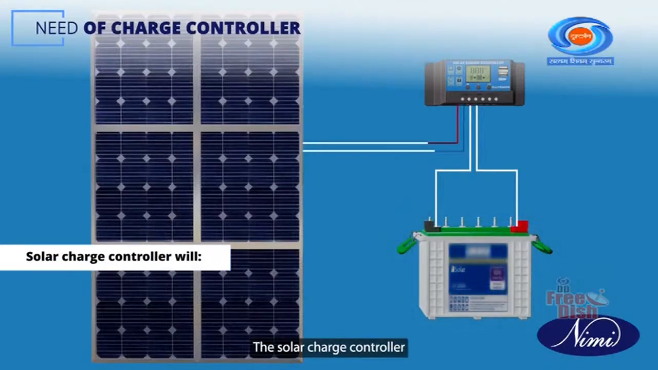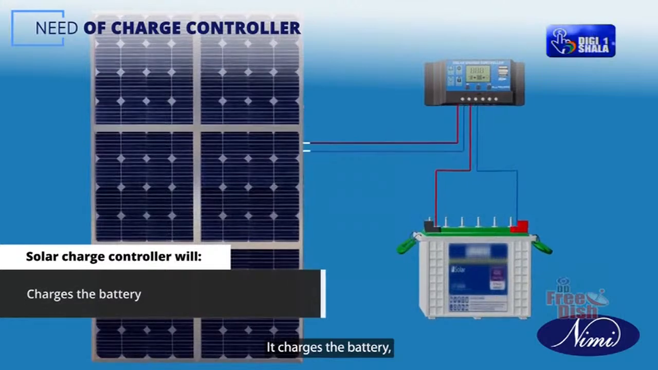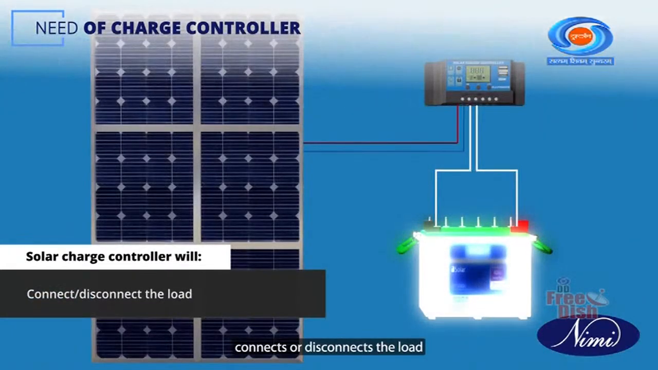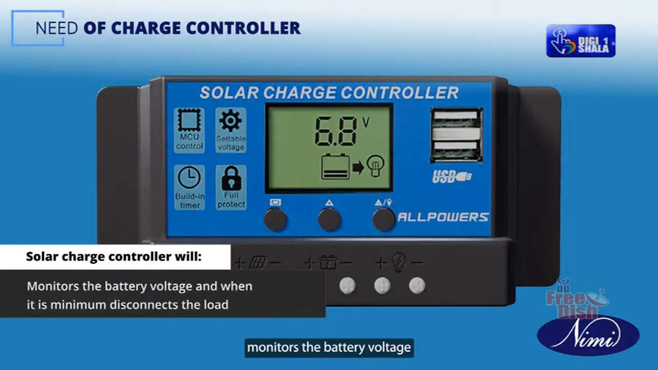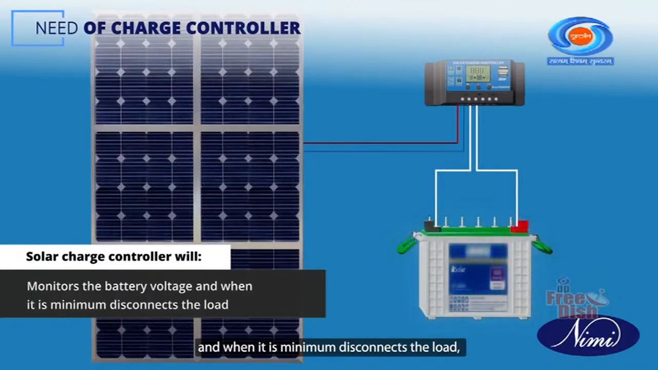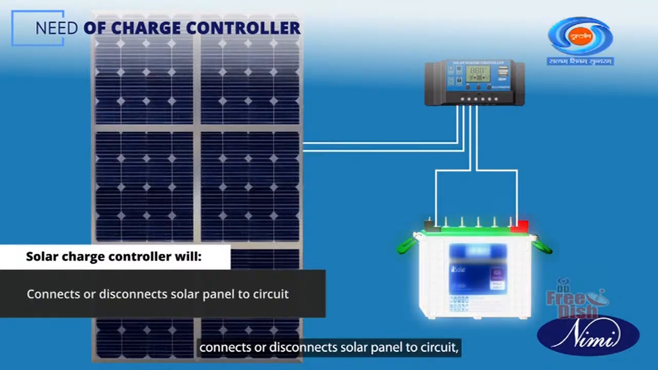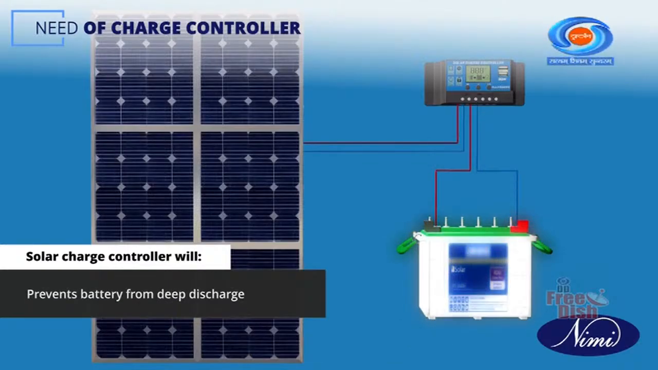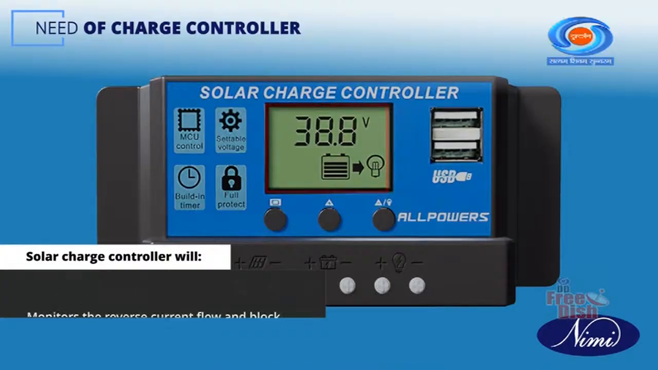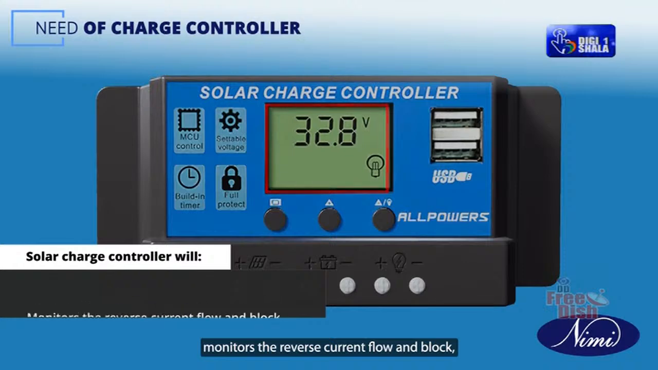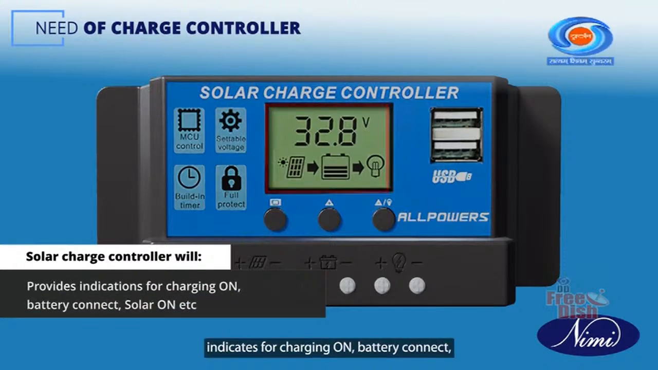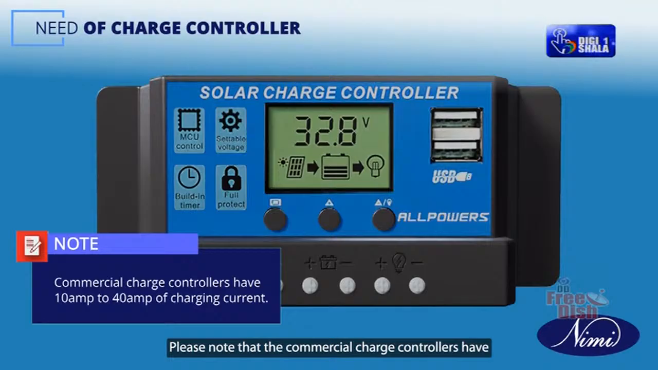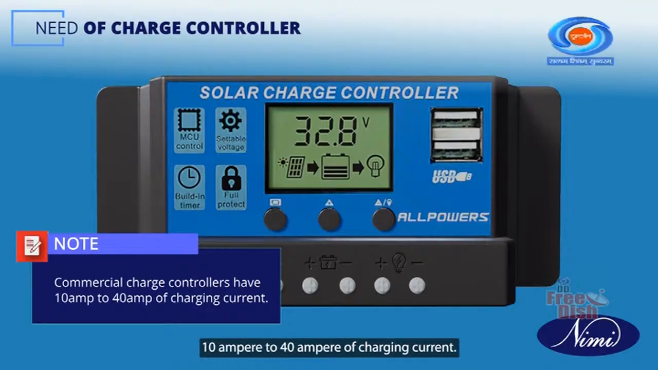The solar charge controller performs the following major functions. It charges the battery, gives an indication when the battery is fully charged, connects or disconnects the load, monitors the battery voltage, and when it is minimum, disconnects the load, connects or disconnects the solar panel to the circuit, protects the battery from overcharging, prevents the battery from deep discharge, monitors the reverse current flow and blocks it, indicates for charging on, battery connect, solar on, etc. Please note that commercial charge controllers have 10 ampere to 40 ampere of charging current.